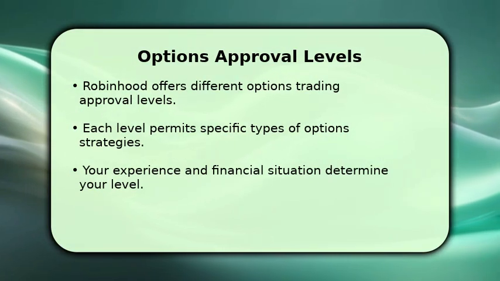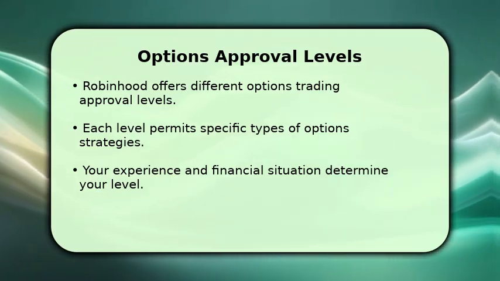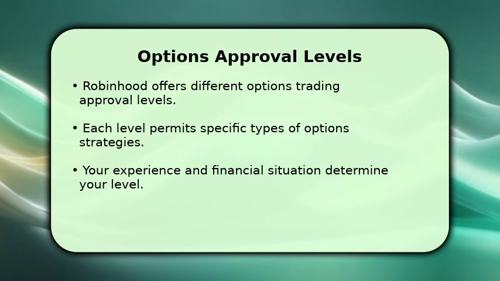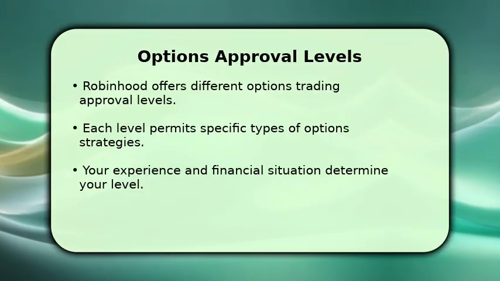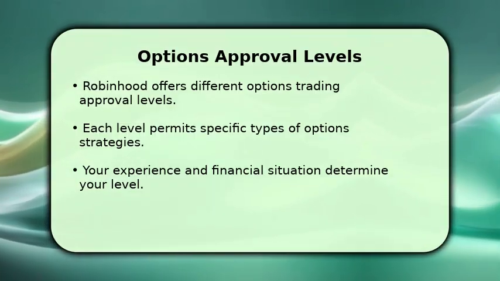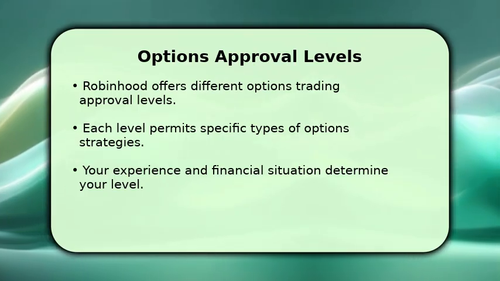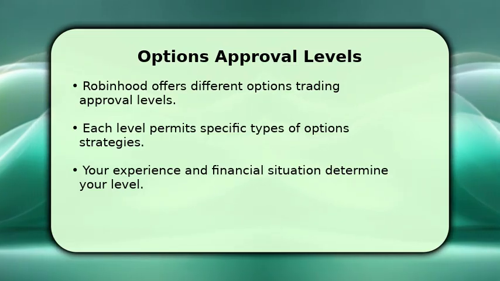Robinhood assigns different options trading approval levels based on your application. These levels dictate which types of options strategies you are permitted to execute. For example, a basic level might allow buying calls and puts, while higher levels enable more complex strategies like spreads. Your financial background and investment knowledge play a significant role in the level you receive.